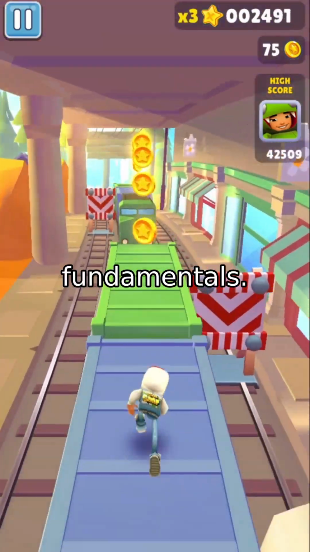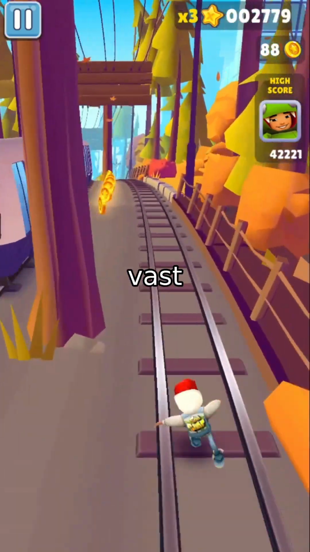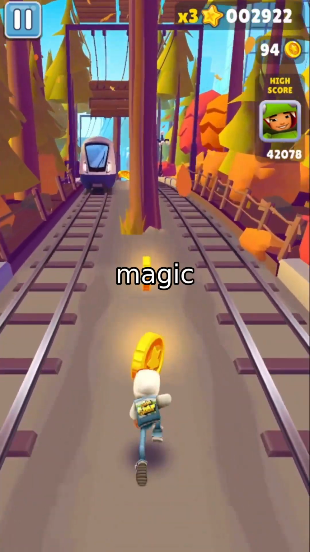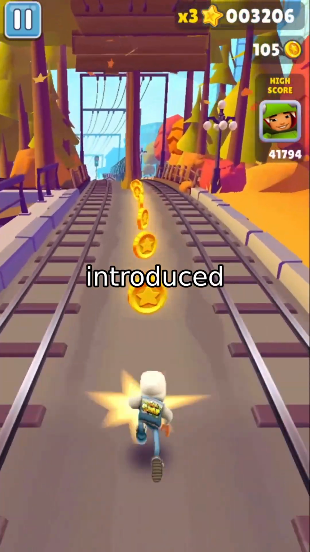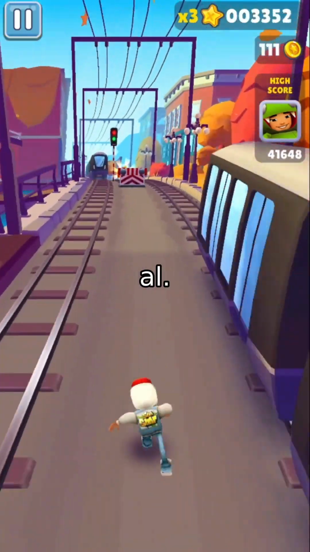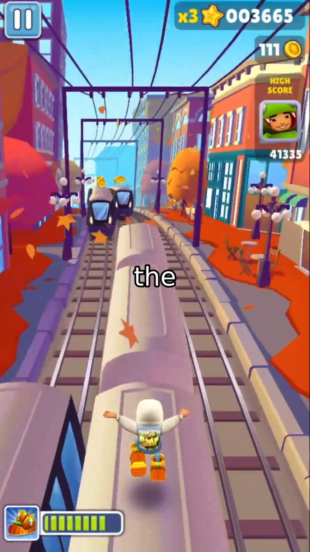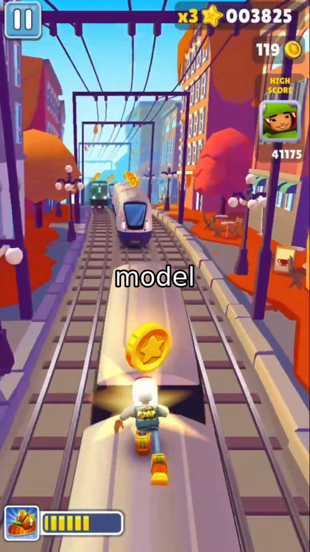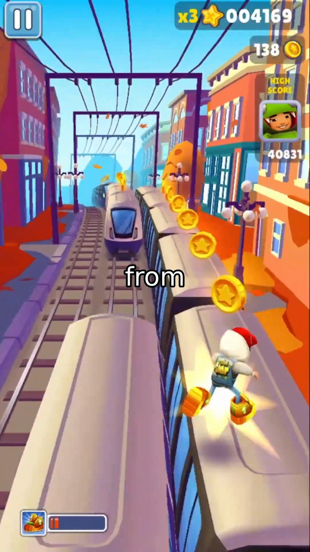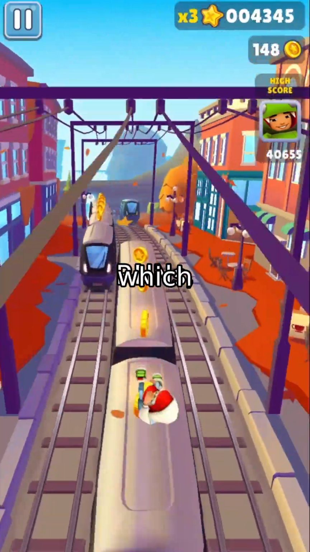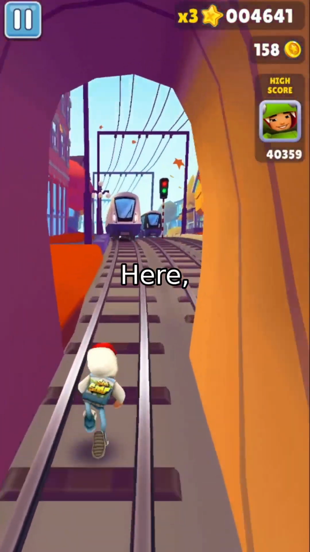Let's start with the fundamentals. At their core, large language models, LLMs, are neural networks trained on vast amounts of text data. But the magic lies in their architecture. Modern LLMs are based on the transformer model, introduced in 2017 by Vaswani et al. in "Attention Is All You Need." The transformer's key innovation is the self-attention mechanism, which allows the model to weigh the significance of different words in a sentence dynamically. This is a stark departure from earlier recurrent neural networks, RNNs, which process text sequentially and struggled with long-range dependencies.